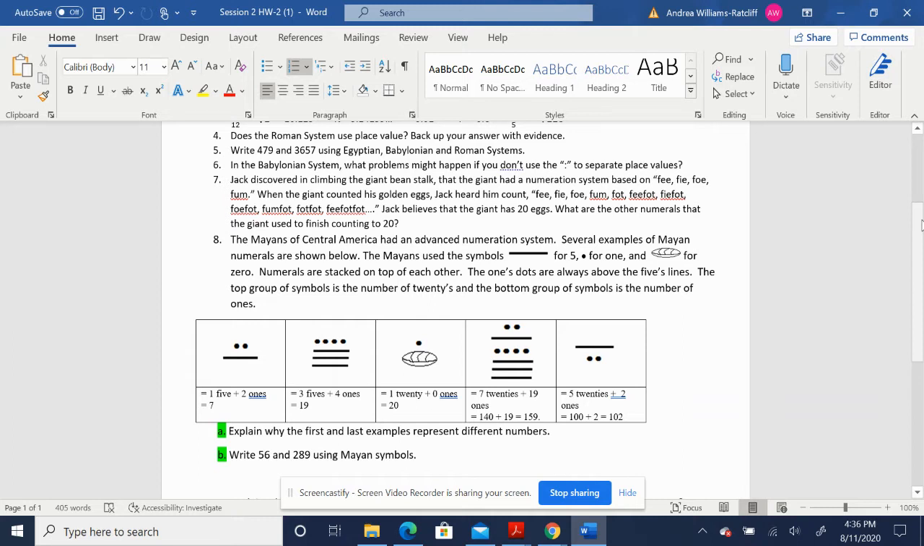In the Babylonian system, what problems might happen if you don't use the colon to separate place values? You're going to lose track of what it is that you're counting exactly. We no longer know if we're representing ones, 60s, or 3600s. We have no idea here. We wouldn't be aware of what place value we were representing.